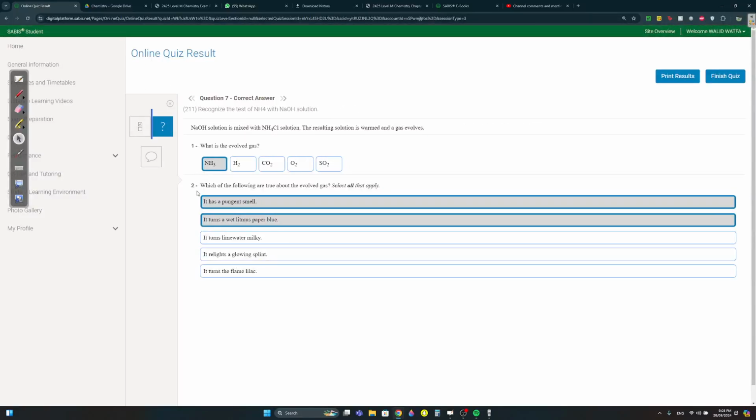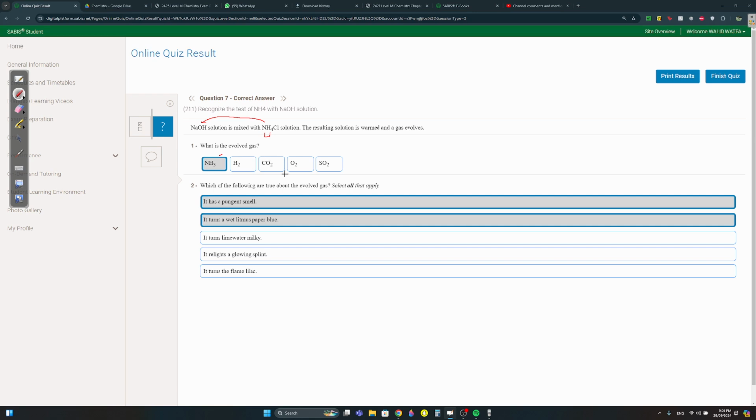NaOH is mixed with NH4Cl. NH4Cl is ammonium chloride. The resulting solution is warmed and a gas evolves. What's the evolved gas? When you mix ammonium, NH4, with sodium hydroxide, you get NH3. Obviously it's ammonia.